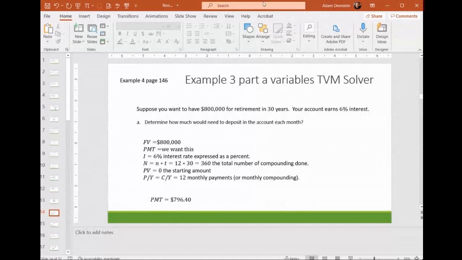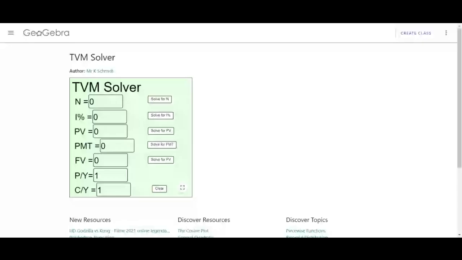And just to illustrate how the TVM solver works, let's actually go to that. So I have to stop sharing this. Let's go to that TVM solver. There we go. Here it comes. Okay, good. All right, so let's put the data in.